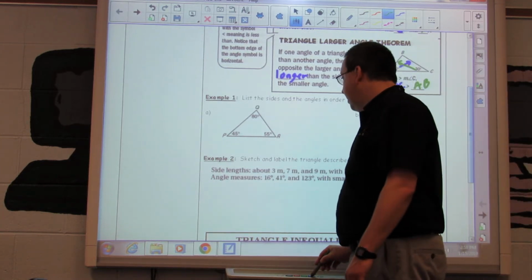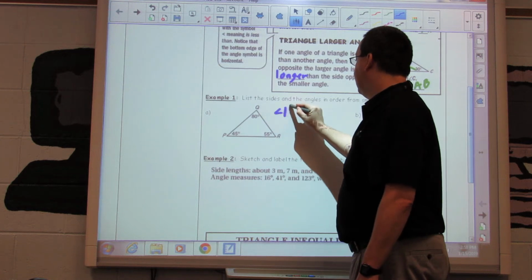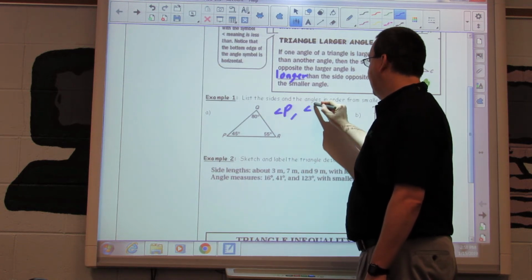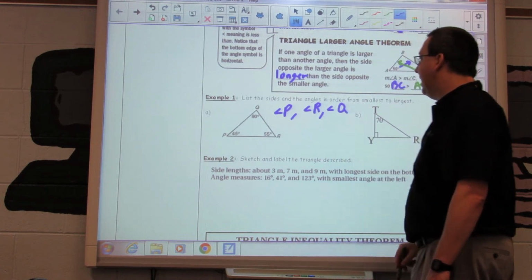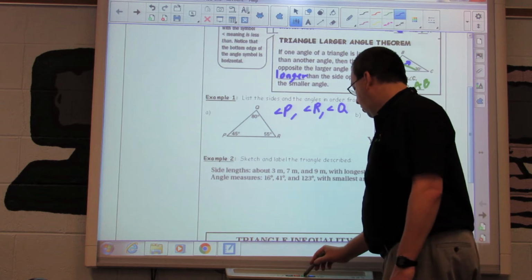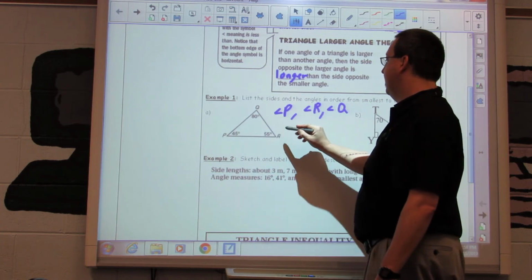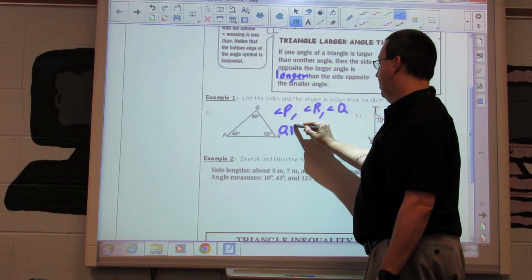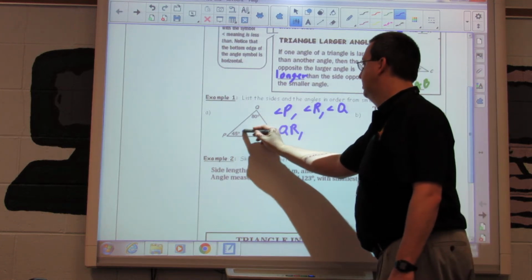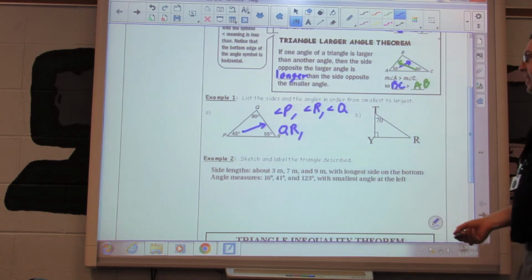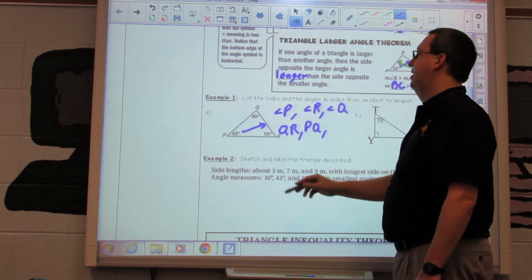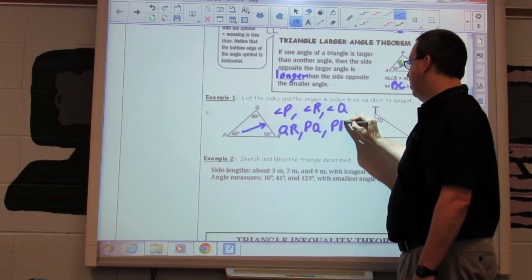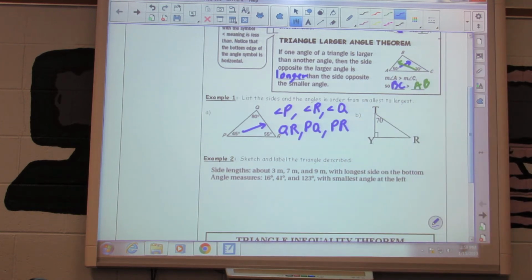So in A, angle P is the smallest, that's at 45. Then angle R at 55, and then angle Q at 80. So opposite P is QR, so that is my smallest side. Opposite R is PQ, that's my medium side, and then PR is opposite Q, so that is my largest side.